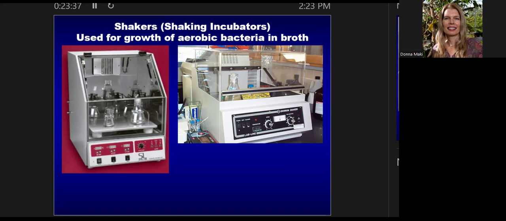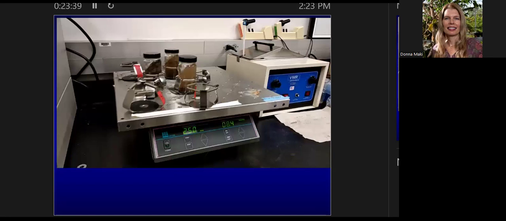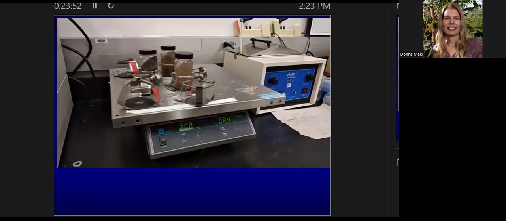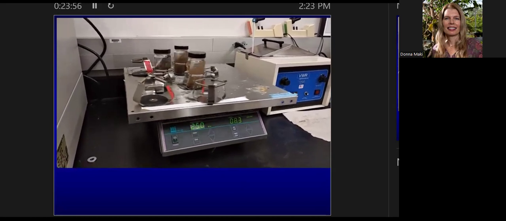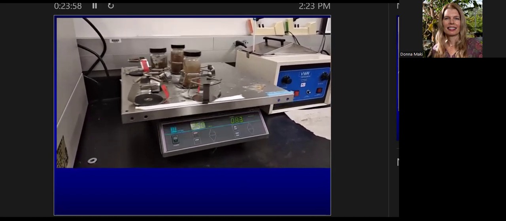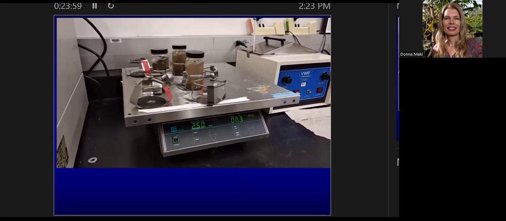And those are really expensive. And then the platform shaker, this is one that I have in my lab. Right to the left of it is an incubating shaker. And then I have a platform shaker, which is just open to the room temperature. And then it just shakes. And right now I have it set at 250 revolutions per minute, which, as you can see, the liquid in those jars, it's really agitated.